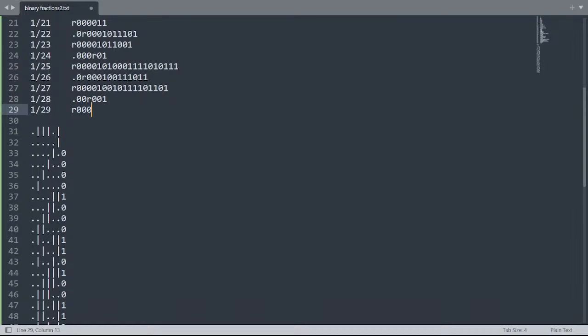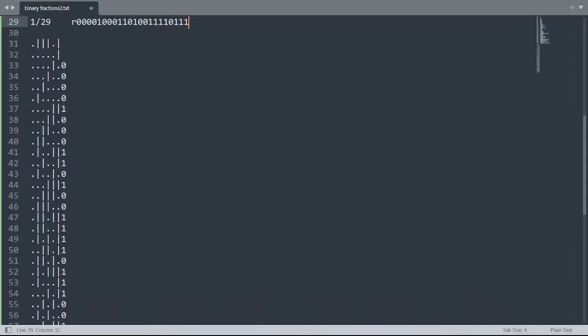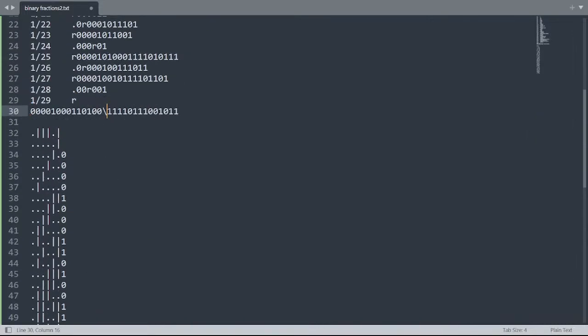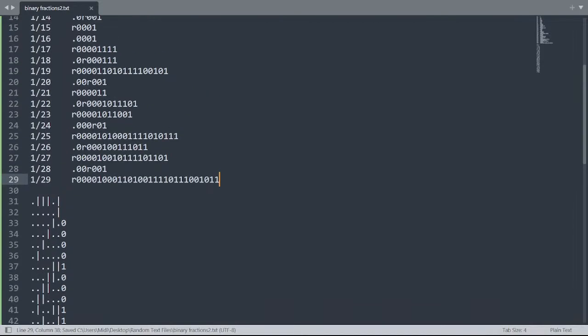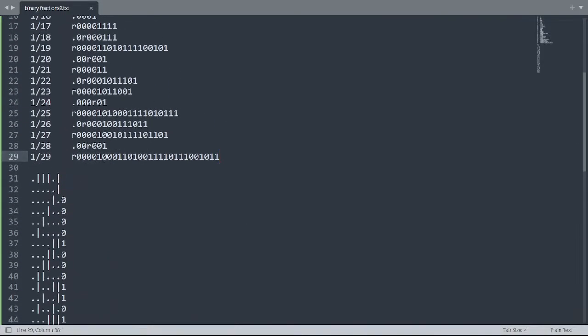So that's rep 401 000 11 01 00 11 110 111 001 011. All right, let me just double check that with the parity check or the redundancy check or whatever you want to call it. Not a parity check, but you know what I mean. All right, that's 29. That's a big honkin' fraction right there. That's the longest fraction we've calculated today.